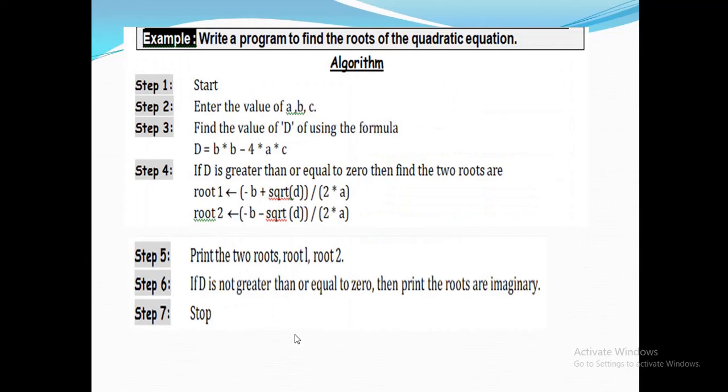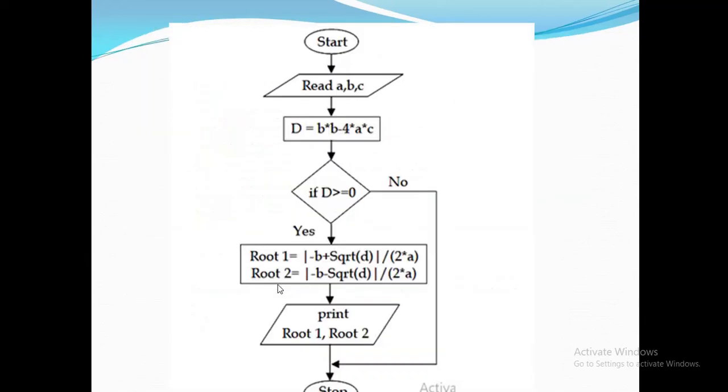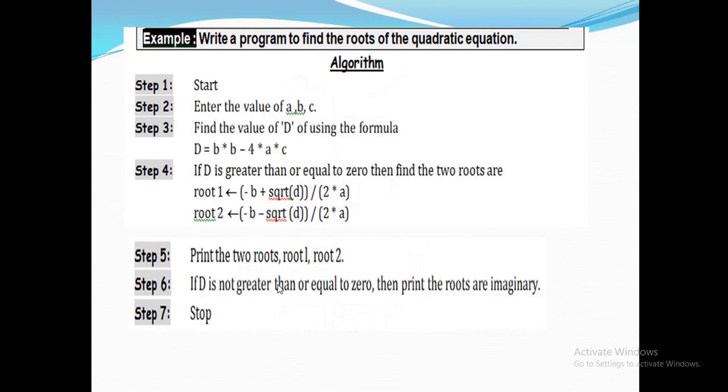So next we see another flowchart example. This is for finding the roots of a quadratic equation. This is the start. Enter the values for a, b, c, and find the d value. The d value is nothing but b square minus 4ac. b square means b into b, and 4ac means 4 into a into c. We write it like this: d is equal to b into b minus 4 into a into c.